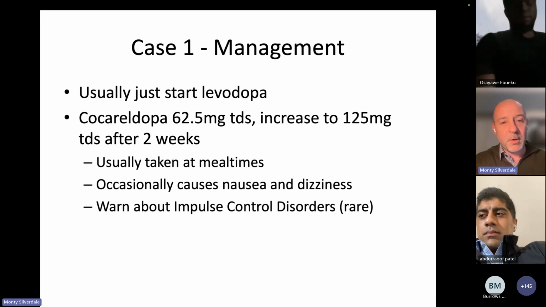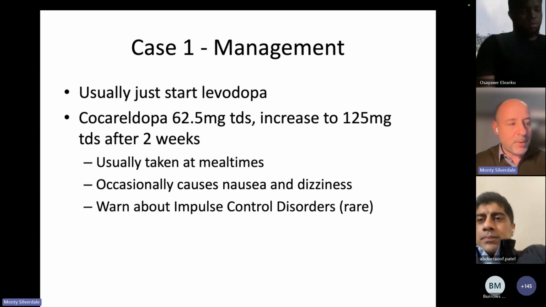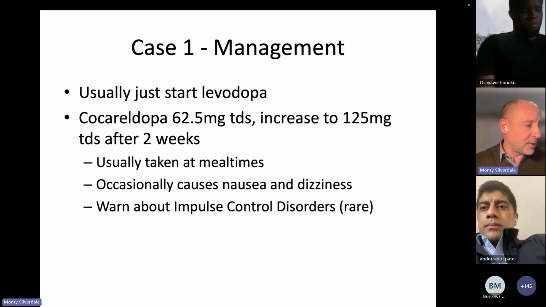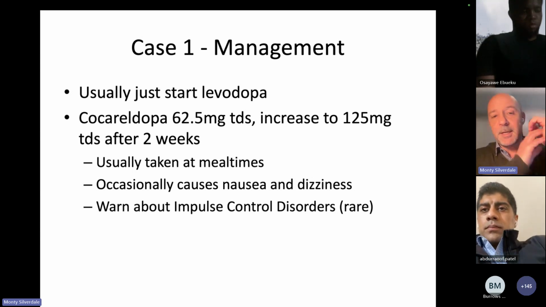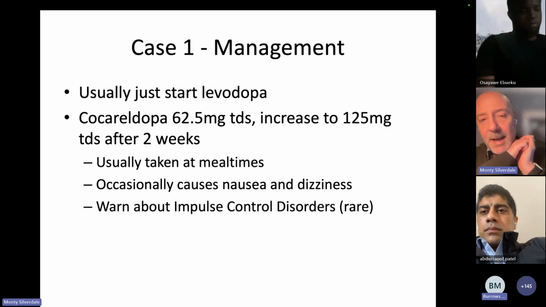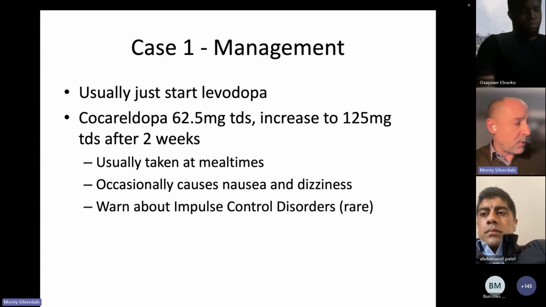There's one called carbidopa, and co-careldopa is levodopa and carbidopa, and Madopar or co-beneldopa is levodopa and benserazide. It's basically just something to help the levodopa get into the brain. Somebody's asked about what you do on acute take. I'll talk about that in a sec.